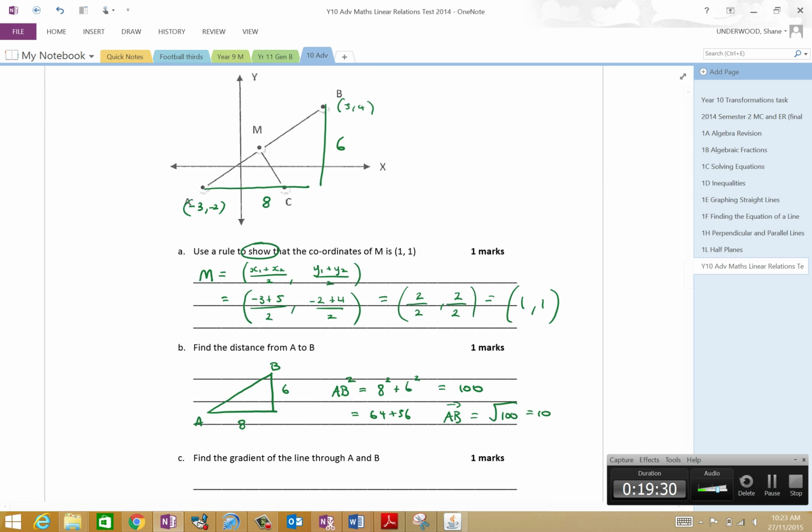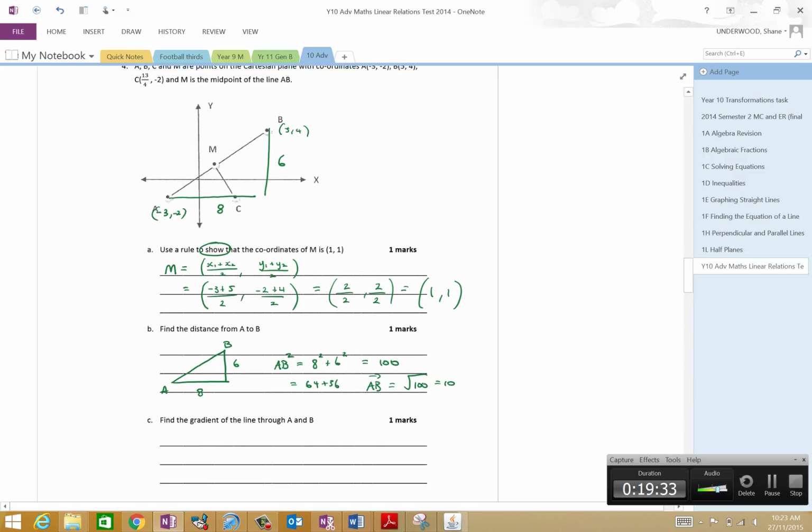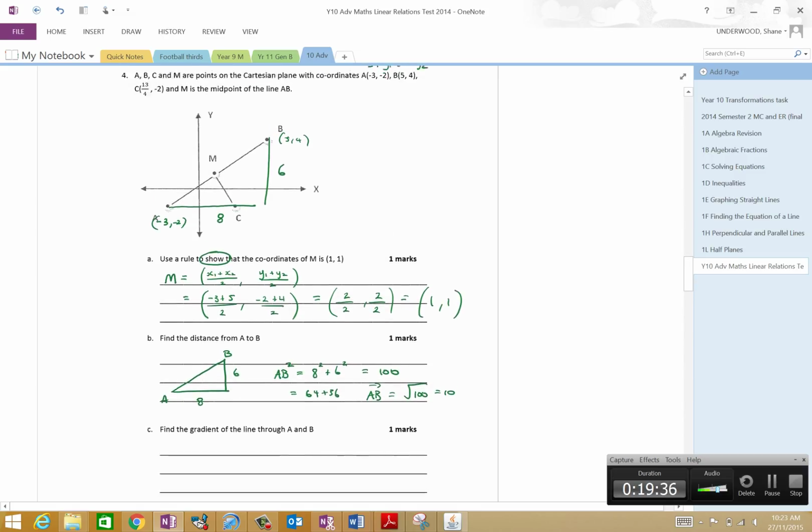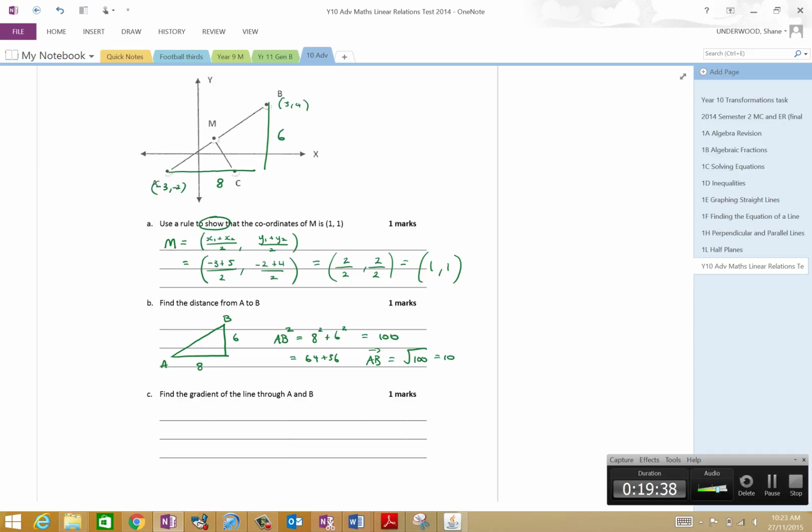Hopefully this stuff is all okay. Find the gradient of the line through AB. Well, we've just drawn a triangle here. So isn't the gradient M equal to rise over run, which is y2 minus y1, but I've just drawn a triangle, and I can see that the rise is 6 and the run is 8, but I wouldn't leave it like that, because 2 goes into 6 3 times, and 2 goes into 8 4 times. If you just wrote 3 divided by 4, would you get 4 marks? Yeah, you would, because it's worth 1 mark.